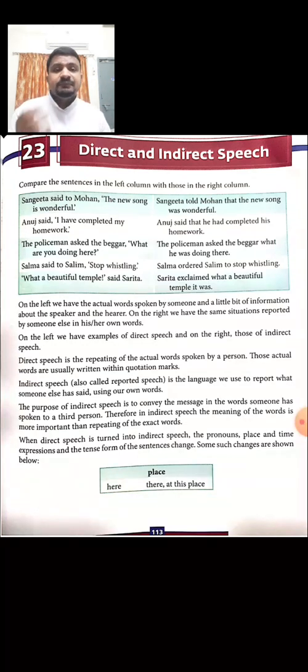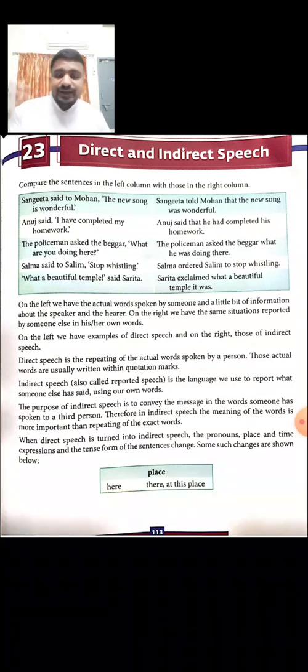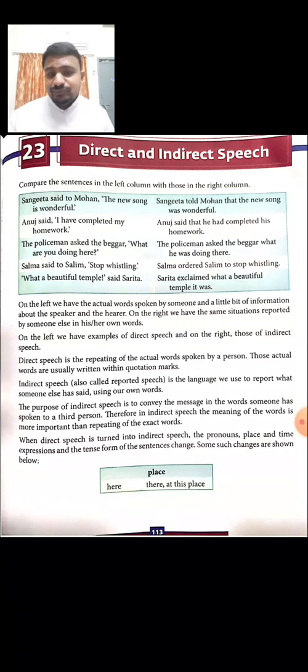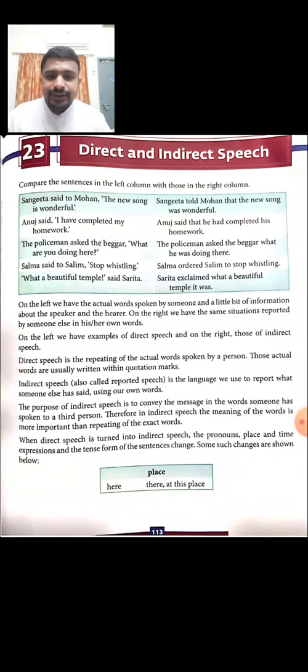Sangeeta told Mohan that the new song was wonderful. Anu said that she had completed her homework. The policeman asked the beggar what he was doing there. Salma ordered Salim to stop whistling. Sarita exclaimed that it was a beautiful temple. Now, on the left hand, we have the actual words spoken by someone, and on the right hand, we have the words reported by someone. Now, these are called direct and indirect speech.